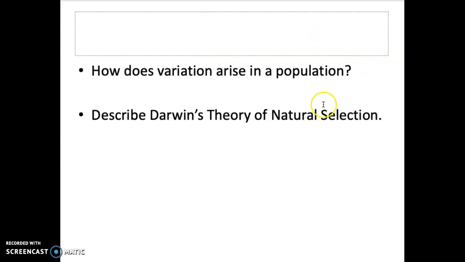Okay, so here we go. We're at the end here. How do variations arise within a population? They arise by mutation, and they also arise by crossing over in meiosis 1 in prophase 1. Darwin's theory of natural selection is that within any population there are variations that allow us to better survive and reproduce, and those are called adaptations. The accumulation of those adaptations over time is what allows organisms or populations of organisms to change or evolve over time. Hope this makes sense.